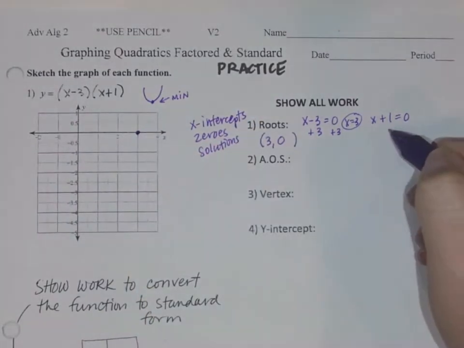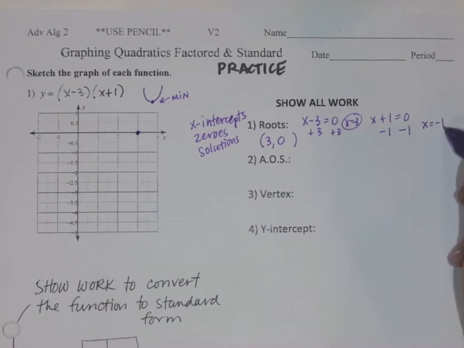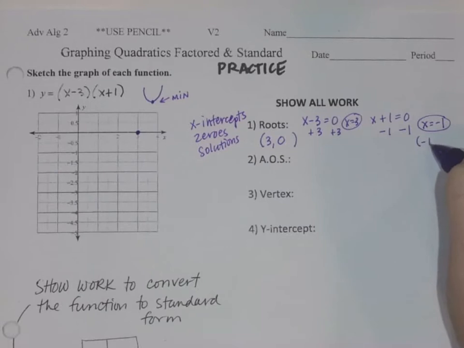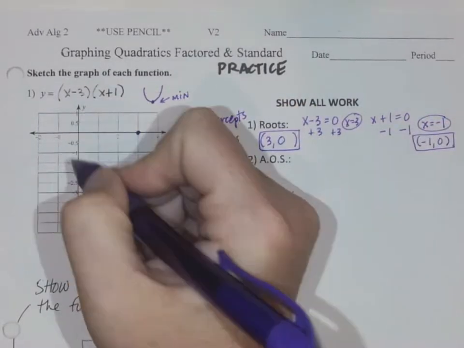If I set this one equal to 0 and subtract 1 from both sides, then that means that x is going to be equal to -1, and the ordered pair for that would be (-1, 0). So I have this and this. These are my x-intercepts.